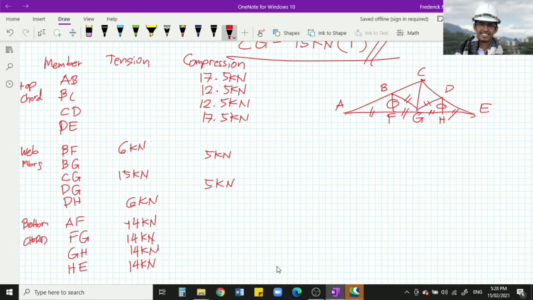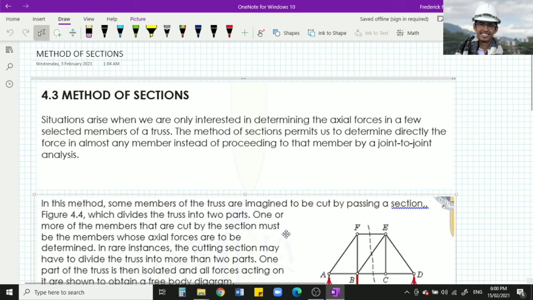Ayan. So, ito na yung tabulated answer natin sa mga member force ng ating trusses. Okay? So, ito yung magiging final na sagot natin. Okay? So, next na method natin in analyzing structures, in analyzing trusses. So, next is yung method of sections.